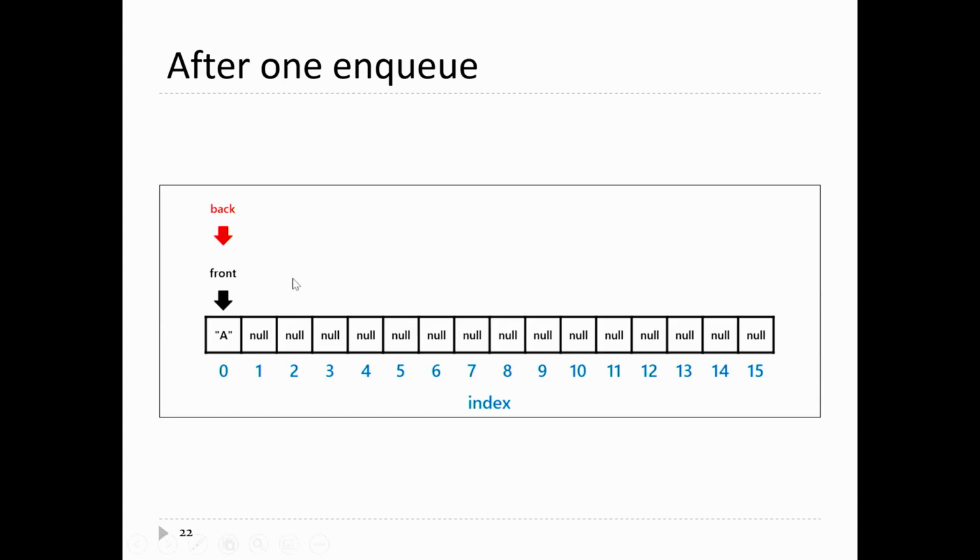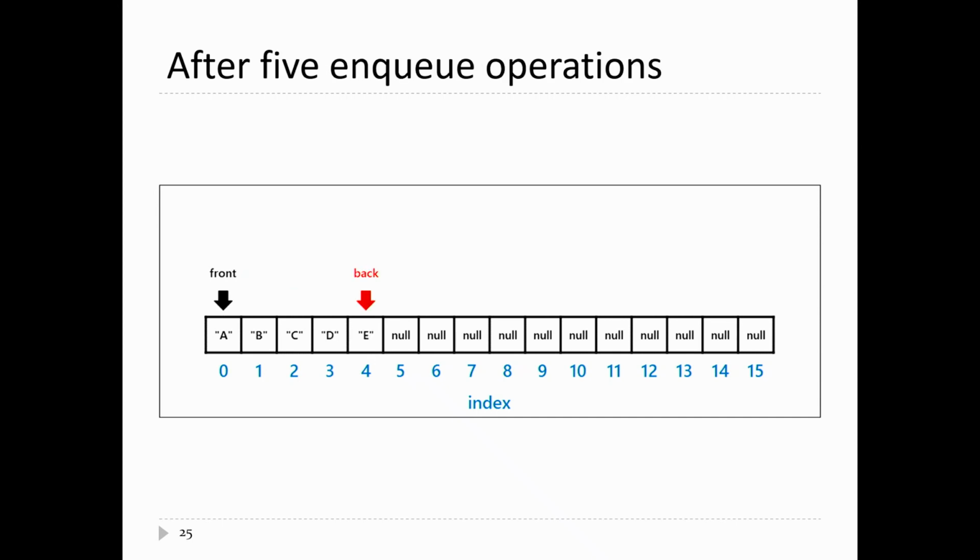So if you n-q the A, back was here. I'm going to move it one position to the right, and then I'm going to change array[back] to the element that I n-queued. So we're going to put the A here. If you n-q another element, you take back and you move it one position to the right, and then set the element at that index to the n-queued element, and so on, and so on. So there's your queue after n-queuing 5 elements.